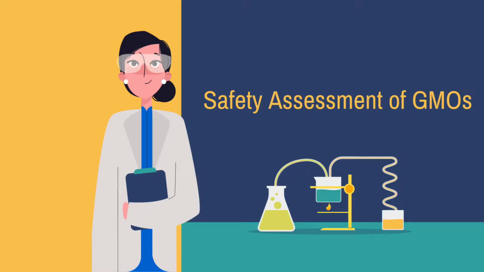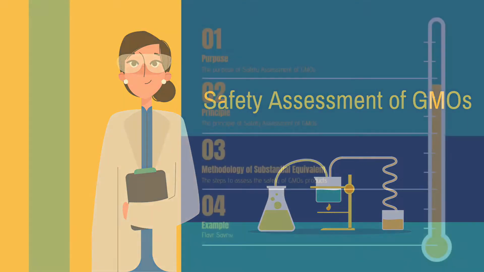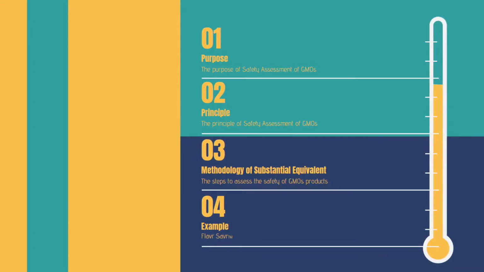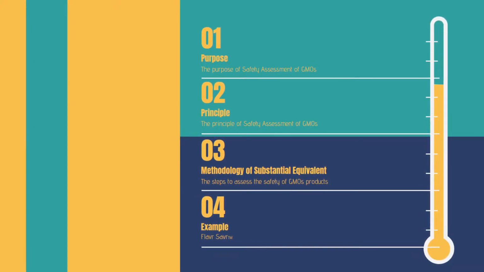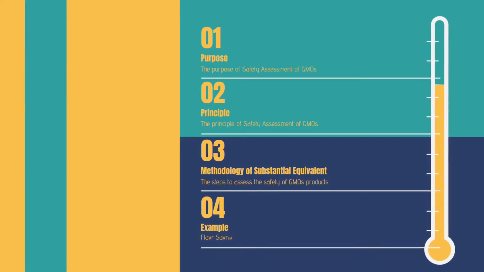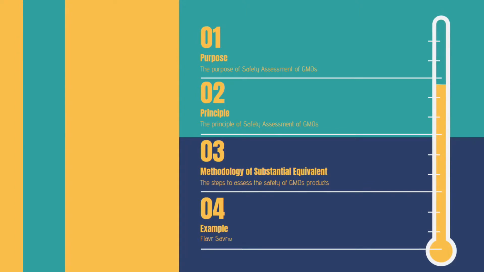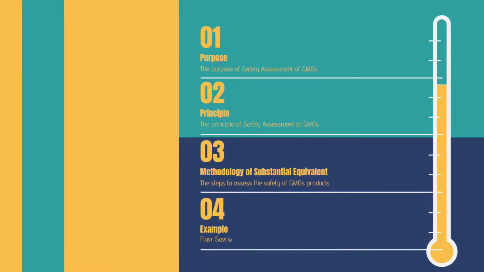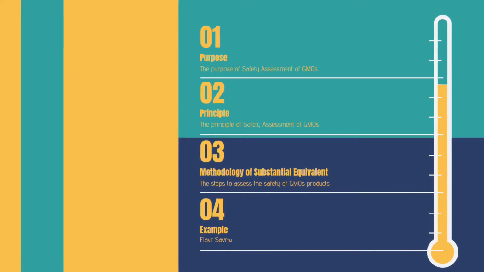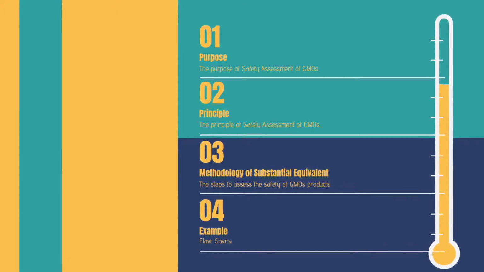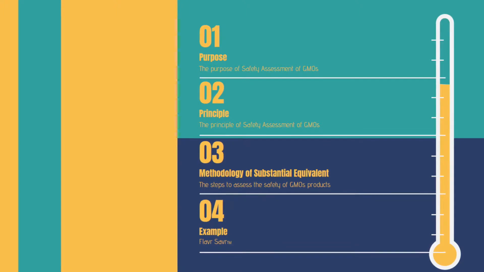Safety Assessment of Genetically Modified Organisms, or GMOs. This video will cover four topics. The first one is the purpose of safety assessment of GMOs. The second one is the principles of the safety assessment of GMOs. And the third one is the methodology of safety assessment of GMO products, which will focus on substantial equivalence. And the final one is an example of the safety assessment of GMO products, which is the Flavr Savr tomato.